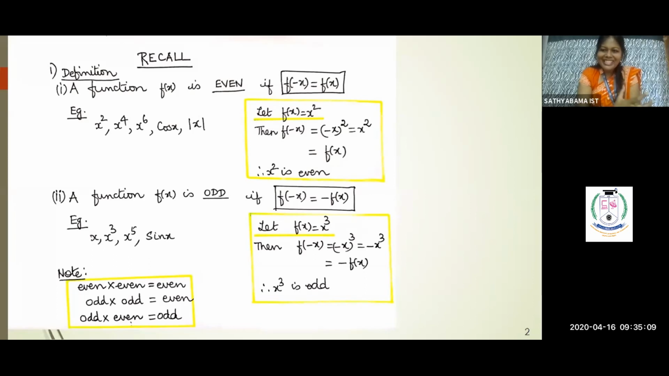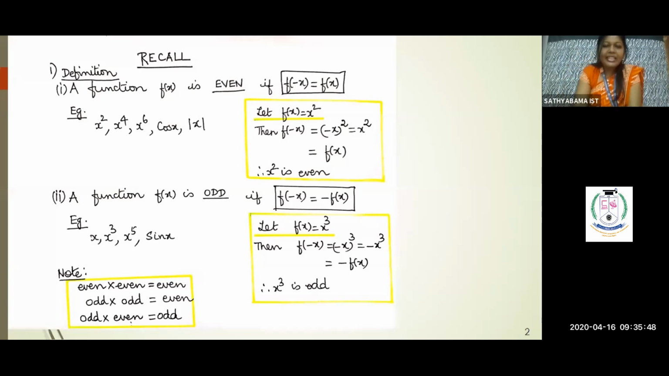Now, if you want to remember this easily, you can connect even to plus and odd to minus. What is plus into plus? Plus only. And what is minus into minus? Plus, isn't it? So think like this: even corresponds to plus, odd corresponds to minus. Then you can easily remember this note. Plus into plus is plus, minus into minus is plus, and minus into plus is minus. It may not be logically right, but just for you to remember, think of even function as plus and odd function as minus.